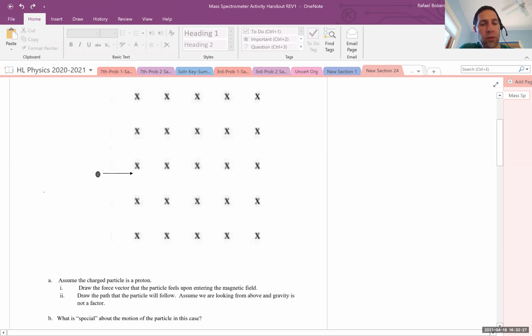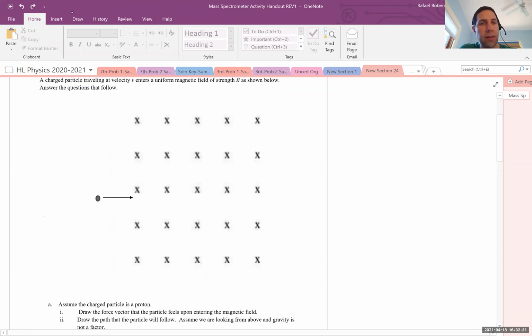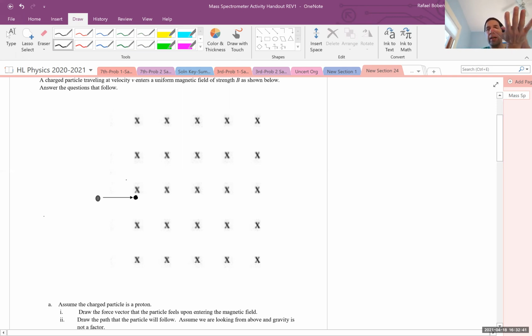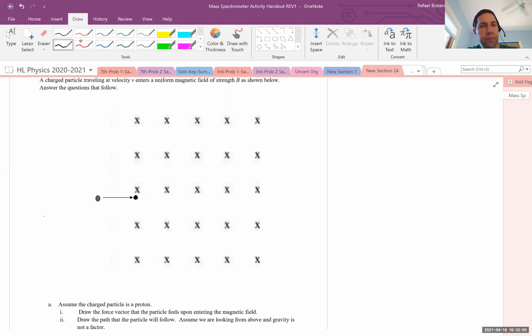A1 says, draw the force vector the particle feels upon entering the magnetic field. So let's do that together. I'm going to advance the particle to this spot right here when it first enters the magnetic field. And let's go ahead and do the right-hand rule together. If it's moving to the right, I'm going to put my thumb to the right, and the magnetic field lines are into the page. So in what direction is the palm of my hand facing? Palm of my hand is facing up. So that means it's going to feel a magnetic force in the upward direction.